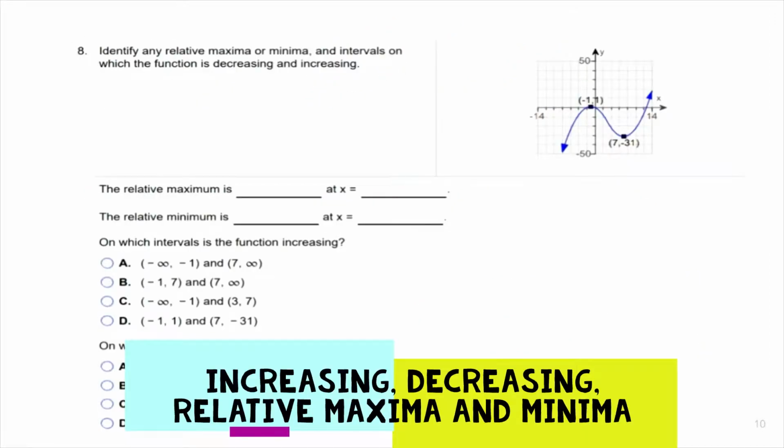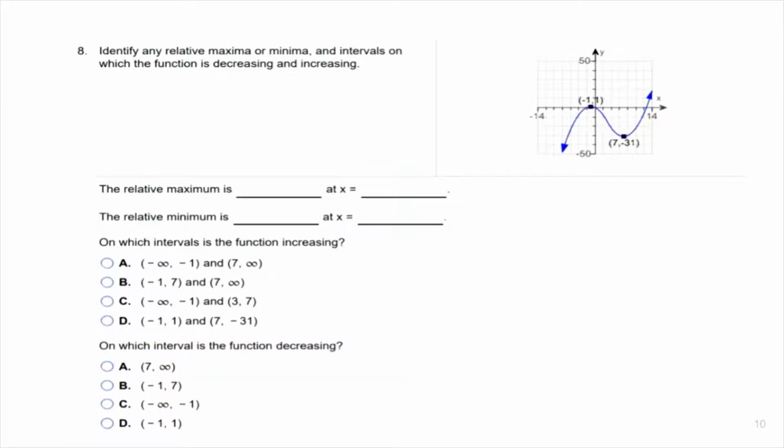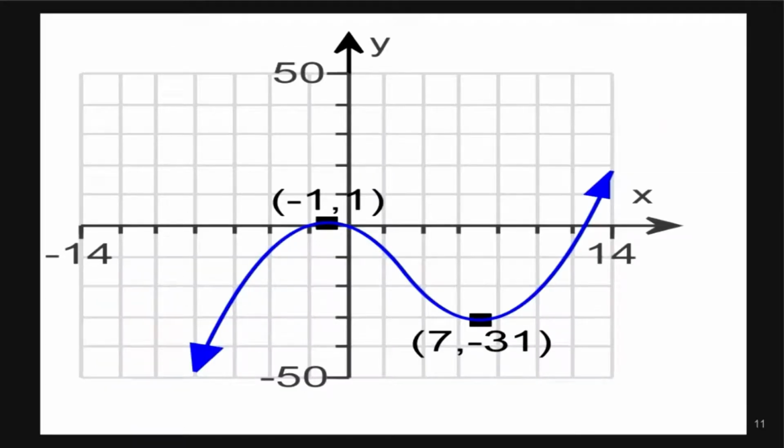So they want me to identify any relative maxima and minima and intervals where the function is decreasing and increasing. So remember that we start on the left side of the graph. I made the graph bigger. So we start on the left side of the graph. And this is negative infinity. And to the right side is positive infinity. So they want the relative max.